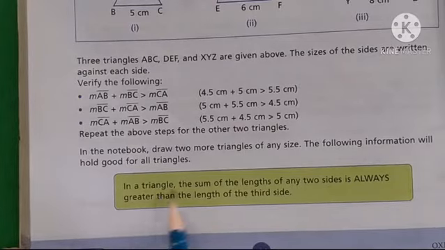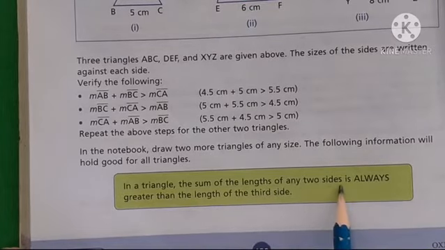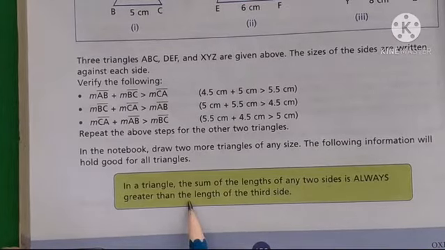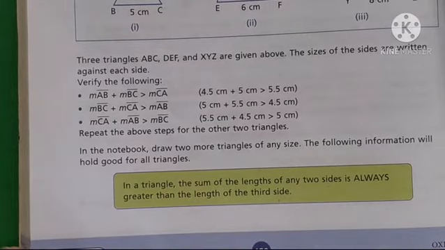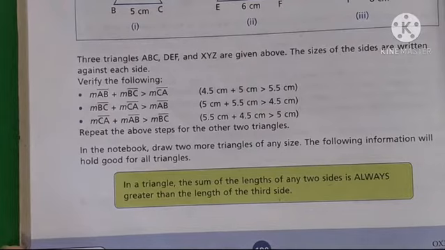Now, triangle inequality property. In a triangle, the sum of the lengths of any two sides is always greater than the length of the third side. If we add any two sides of a triangle, the sum of the two sides is always greater than the third side.